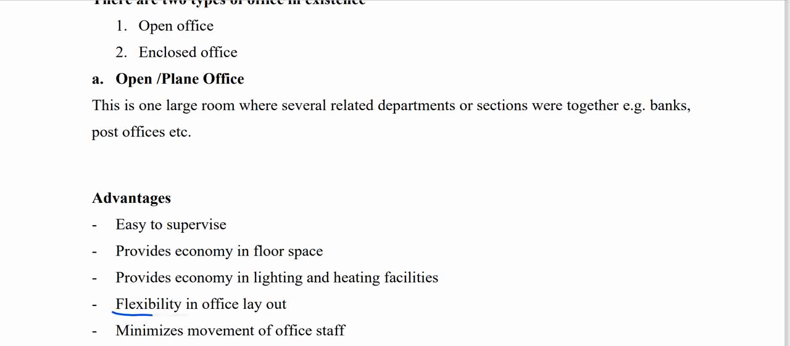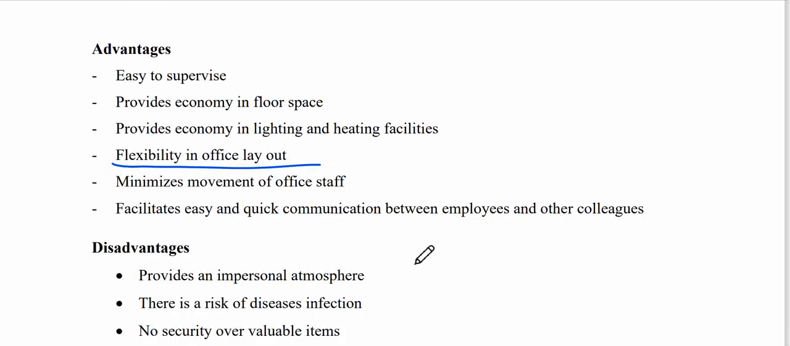flexibility in office layout. The office layout is a systematic arrangement of the office tools and equipment. So when you are using an open office, you can alternate them. You can change from angle A to angle B. You can move to the center. It's very flexible.